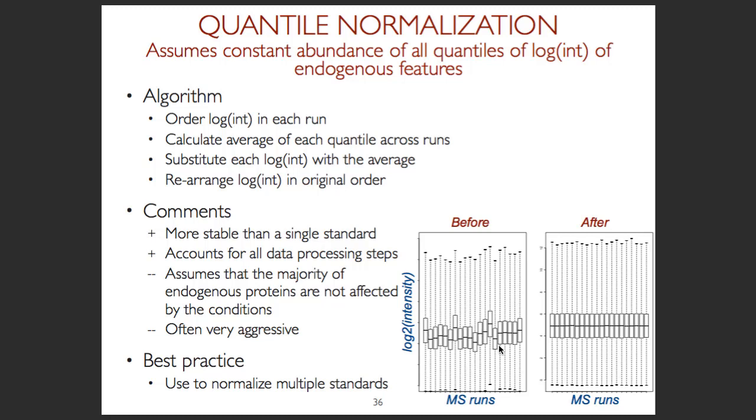So if you have just one standard and you normalize with that standard, how do you check? Then you trust. So you need multiple standards.